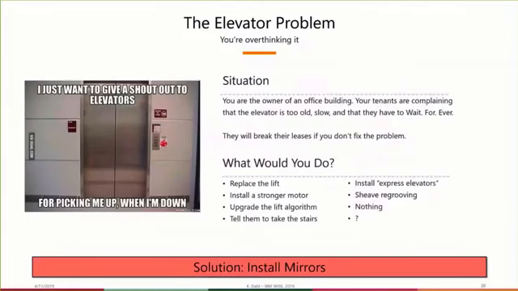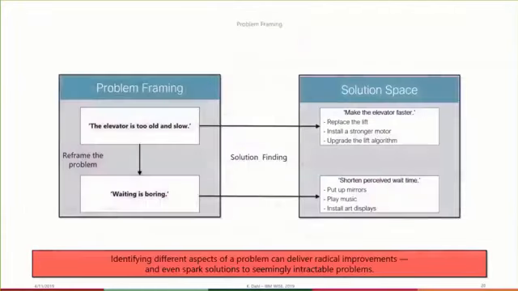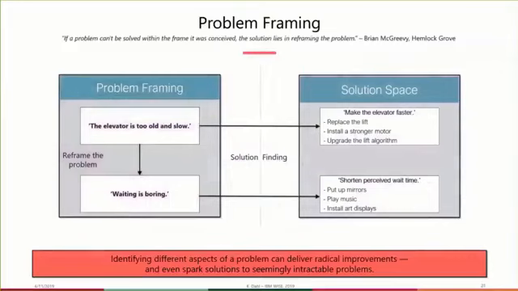And this is a classic example of problem framing, and how by changing the problem space, you are fundamentally changing the solution space. By installing mirrors, the problem wasn't that the elevator was too slow. The real problem that people were complaining about was that waiting is boring. It was boring to stand there and wait because their minds were focused on the waiting. By installing mirrors, all of a sudden, people who are waiting for the elevator are distracted. They can look at themselves. They can look at other people. They're not focused on the elevator.